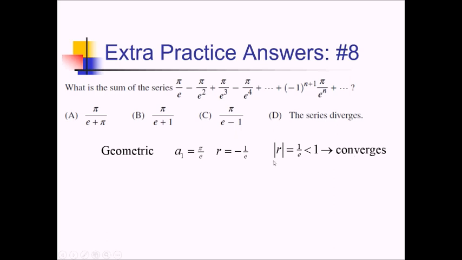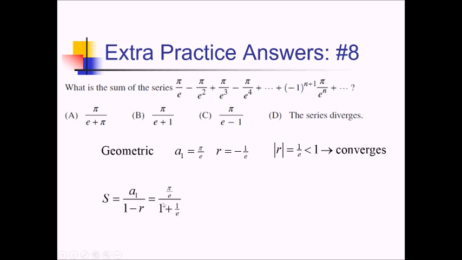This definitely converges. To figure out what it converges to, we use the infinite geometric sum formula, S equals a1 over 1 minus r. So we have our a1, that's pi over e. And 1 minus r, this is actually going to be using the actual r value, not the absolute value. So this is going to be 1 plus 1 over e down there. And of course, that's none of the answer choices, so we have to do a little fraction simplifying dance here. Let me start by combining the terms in the denominator. So I need a common denominator between these.